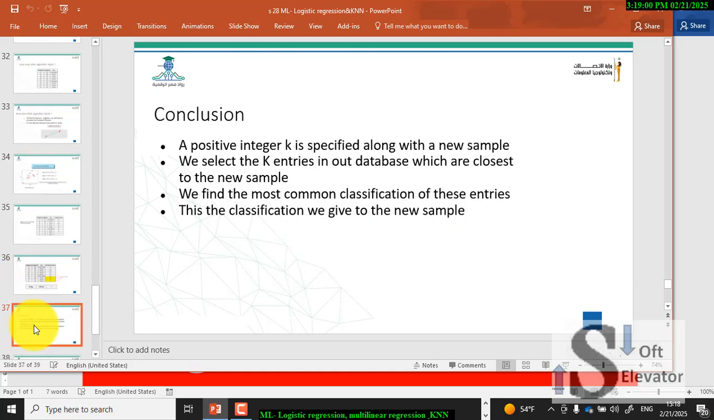Conclusion: a positive integer K is specified along with a new sample. We select the K entries in our database which are closest to the new sample. We find the most common classification of these entries. That is the classification we give to the new sample.